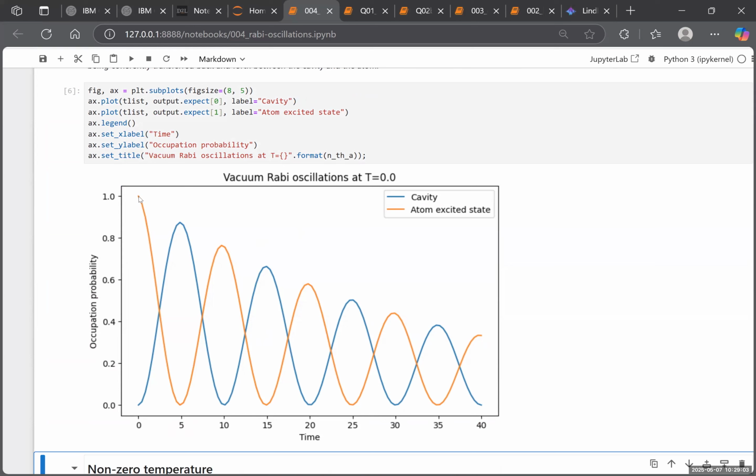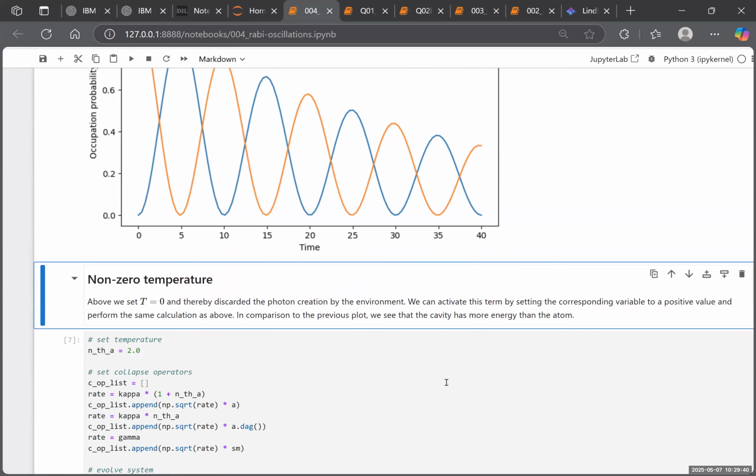So you see that initially the atom is in the excited state and sort of oscillates, but has some decay. And you have a cavity which has no photon. It's vacuum in the beginning, and then as the atom decays, it emits photons, but the cavity is leaky, so the photon gets out of the cavity and decays. So eventually, the atom will be in the ground state, and the cavity will have no photon. Okay, this is at 0 temperature.